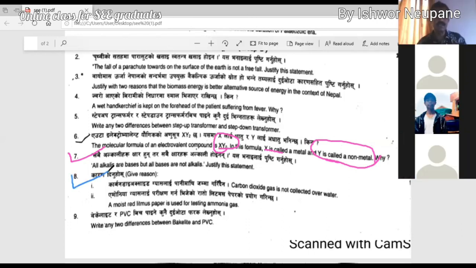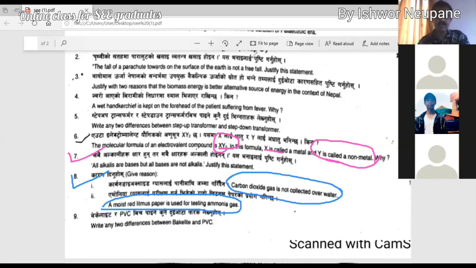Okay, students, now we are in question number 8. What does question number 8 say? Give reasons. Carbon dioxide gas is not collected over water. Why? Because it is highly soluble in water and forms carbonic acid. Number second, a moist red litmus paper is used for testing ammonia gas. Why? Because it turns into blue litmus paper, because ammonia gas is basic in nature.